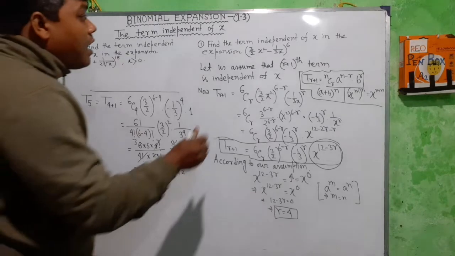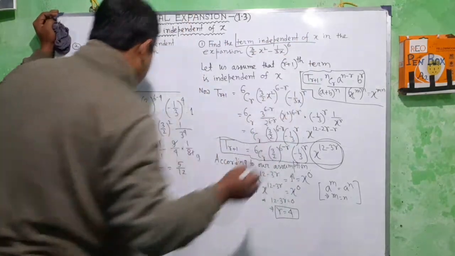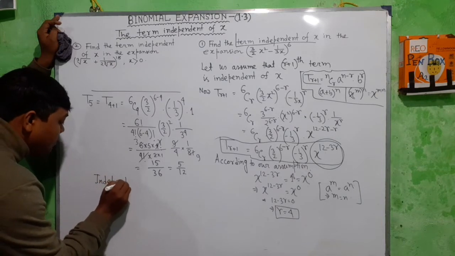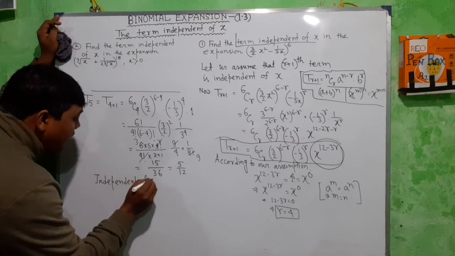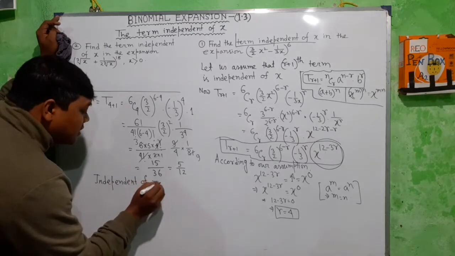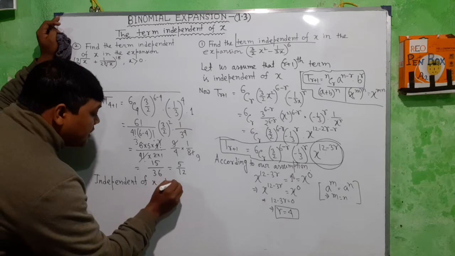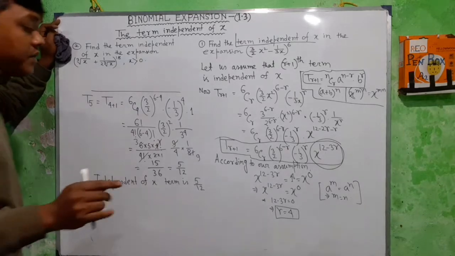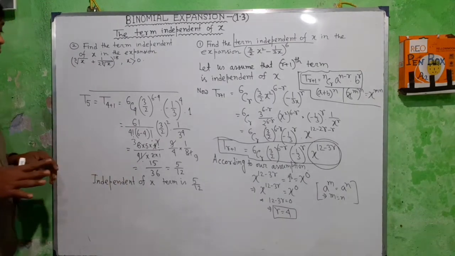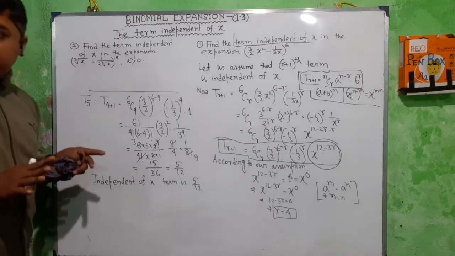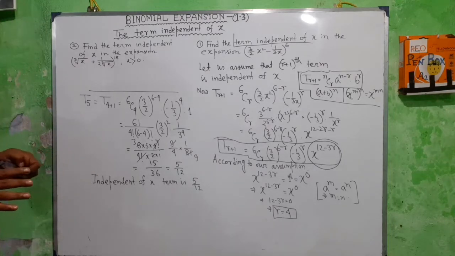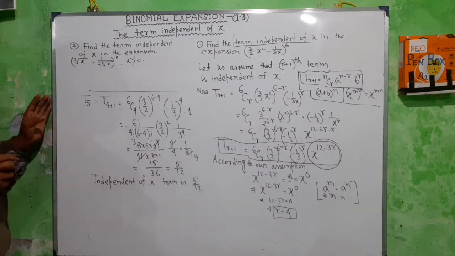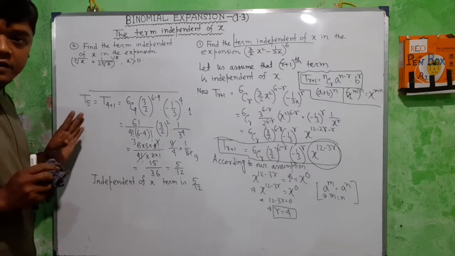Okay, so find the term independent of x. So the independent of x term is 5 by 12. Also it is the fifth term. Okay, so I think we have solved problem number 1 clearly. So next we proceed to the second problem. Okay, so I erase it. I think you have already written it, already copied.